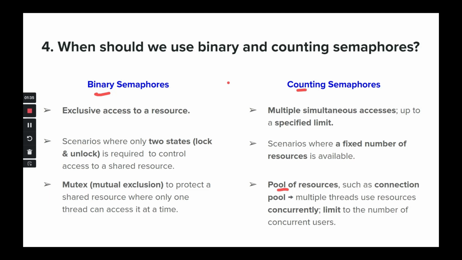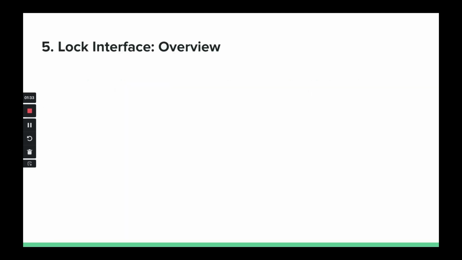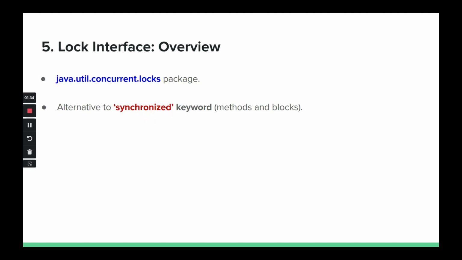Moving on to the next section, we'll talk about ReentrantLock. Now we'll talk about the Lock interface before we talk about ReentrantLock, because ReentrantLock is a concrete implementation of the Lock interface. It is part of the java.util.concurrent.locks package. Whatever we are discussing today is an alternative to the synchronized keyword, the synchronized method, or the synchronized block that we have seen so far.